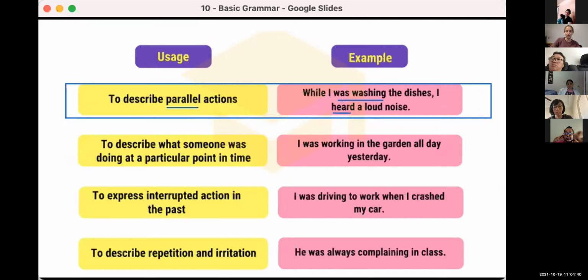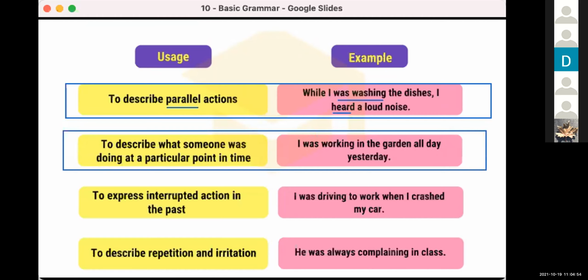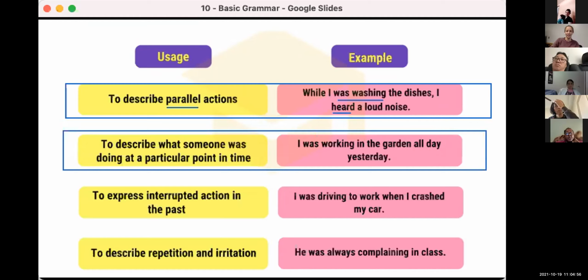So we have two verbs here, but we use the past progressive to identify one of them, and we'll talk more about that later. I have another volunteer for the second one. To describe what someone was doing at a particular point in time. Very good. I was working in the garden all day yesterday. Perfect. Was working describes that ongoing action at a specific time, all day yesterday.